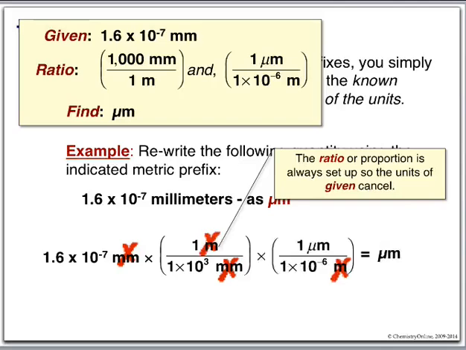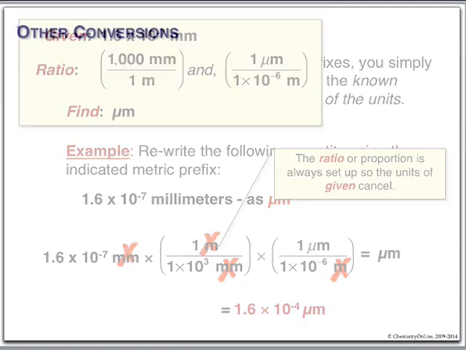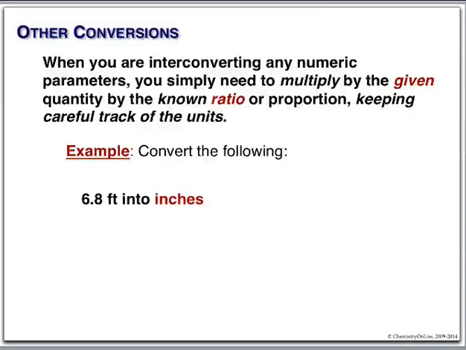Once you get it set up, all you have to do, once again, is feed it to your calculator. 1.6 times 10 to the minus 7 divided by 10 to the 3rd divided by 10 to the minus 6. You get 1.6 times 10 to the minus 4 micrometers. You can use this approach for anything that has units. Instead of a metric conversion, let's do feet and inches. We're all so familiar with feet and inches. Sometimes doing it this way just makes it really simple for you.